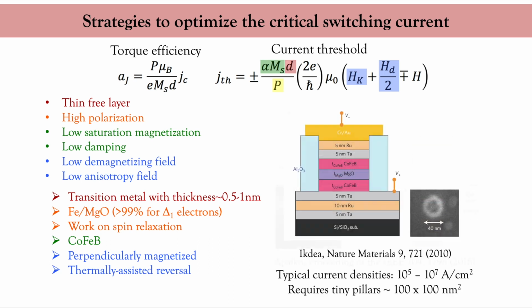It consists of a magnetic tunnel junction composed of thin cobalt iron boron magnetic electrodes separated by an MgO barrier. These junctions are shaped as tiny pillars of a diameter of 100 nanometers and below, down to 20 nanometers or so, and the critical switching current is typically around 10⁶ ampere per centimeter squared in the best cases.